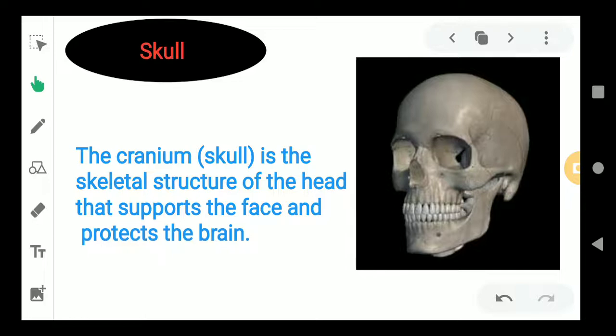Then what are the functions of skull? It protects our face. That means it gives a shape to our face and head region. And also, main function is the protection to the brain. It protects our brain. That is the important function of cranium. It supports the face and protects the brain.